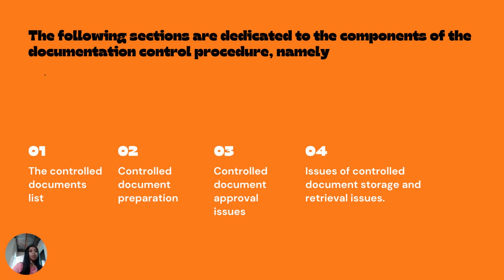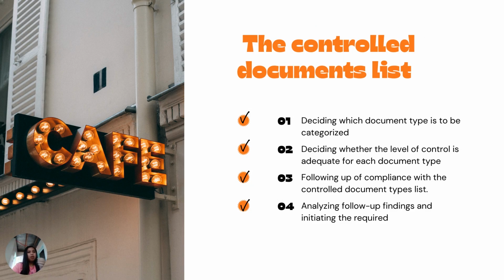The following sections are dedicated to the components of the documentation control procedures, namely the control document list, the control document preparation, the control document approval issues, and lastly, the issues of control document storage and retrieval. So the last topic will be 9.3, the control document list.